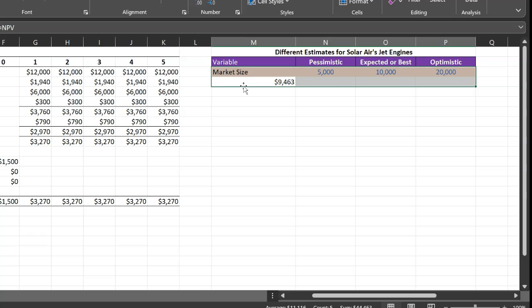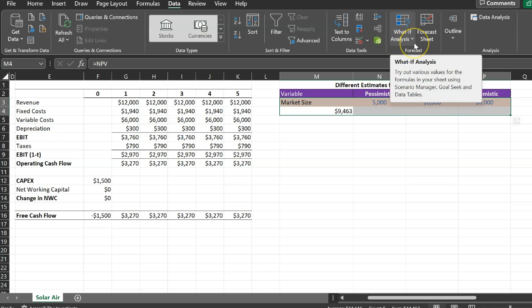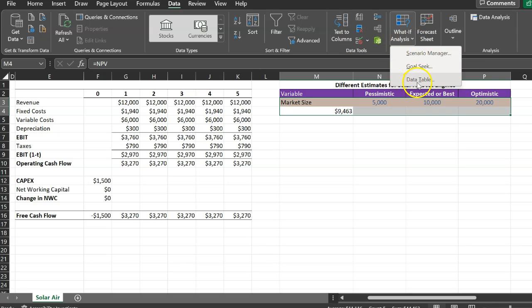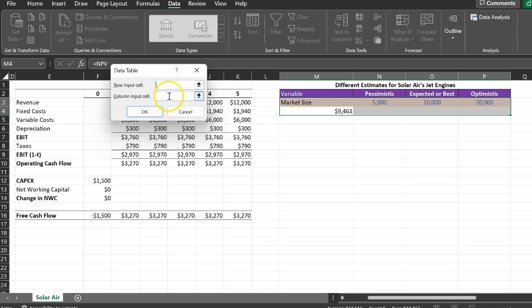Once you're done doing this, what you're going to do is this. You're going to go in Excel under Data, and you'll see What If Analysis. Click on here, and then click on Data Table. When you click on Data Table, it'll ask you what are you measuring in the row input cell and what are you measuring in the column input cell. Now, this is very, very important. This is a row, right? And in it, you're measuring market size.